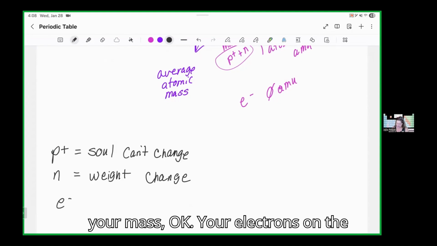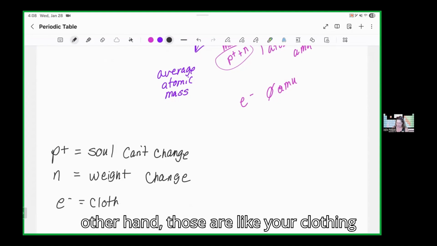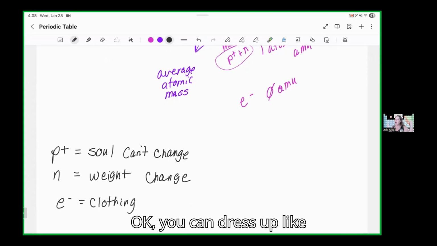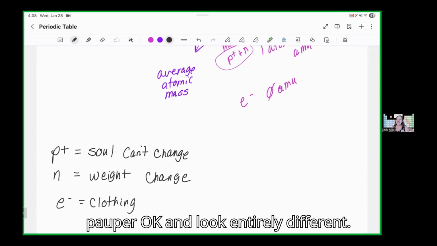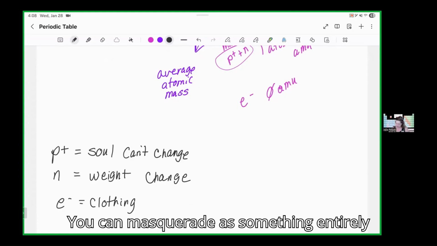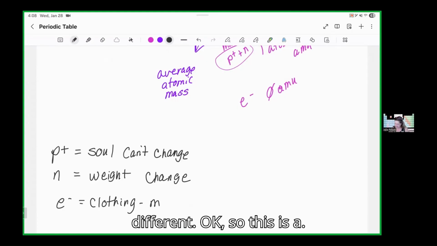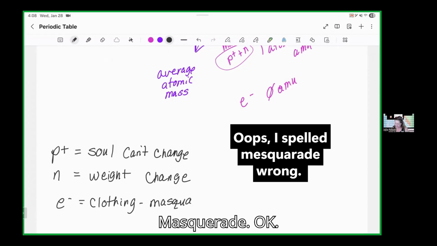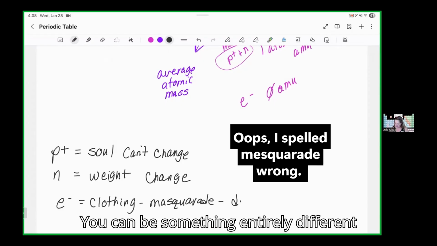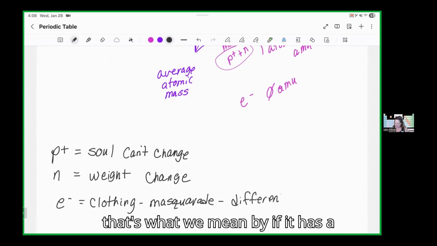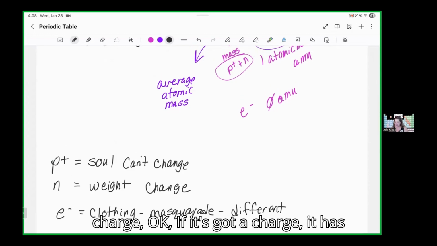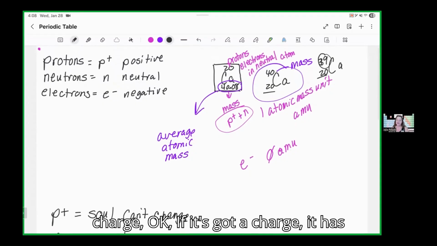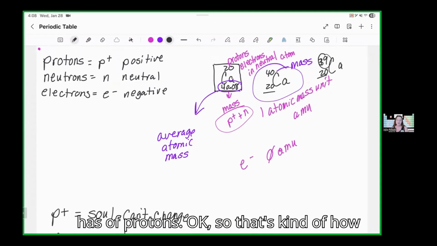Your electrons, on the other hand, are like your clothing. You can dress up like the king and look like the king. You can dress down like the pauper and look like the pauper, and look entirely different. You can masquerade as something entirely different. So this is a masquerade. You can be something entirely different by changing your number of electrons. And that's what we mean by if it has a charge. If it's got a charge, it has a different number of electrons than it has of protons.